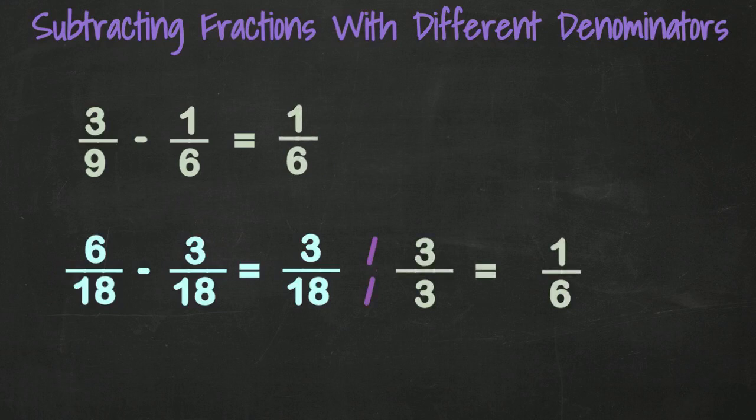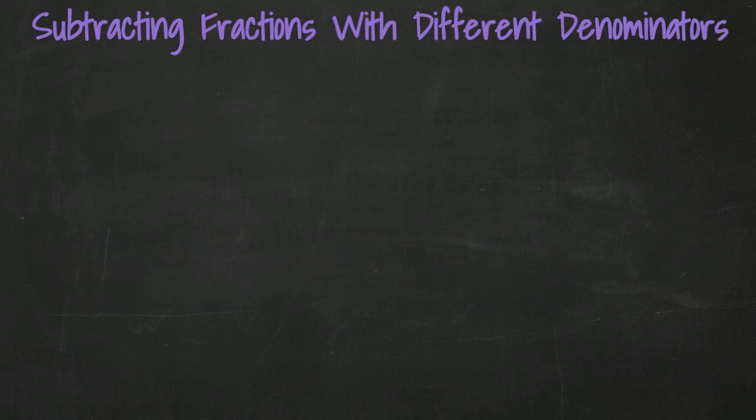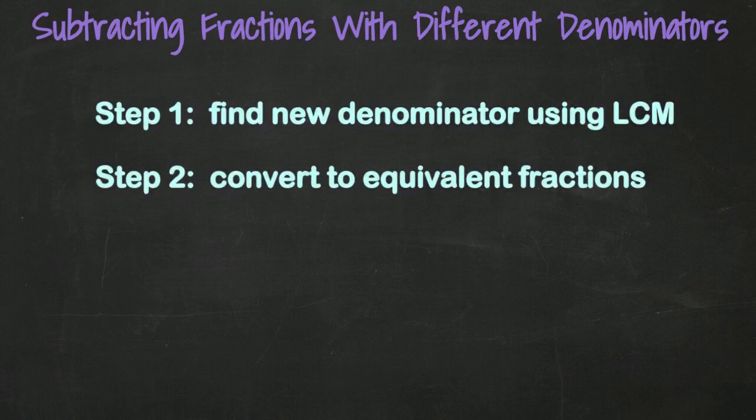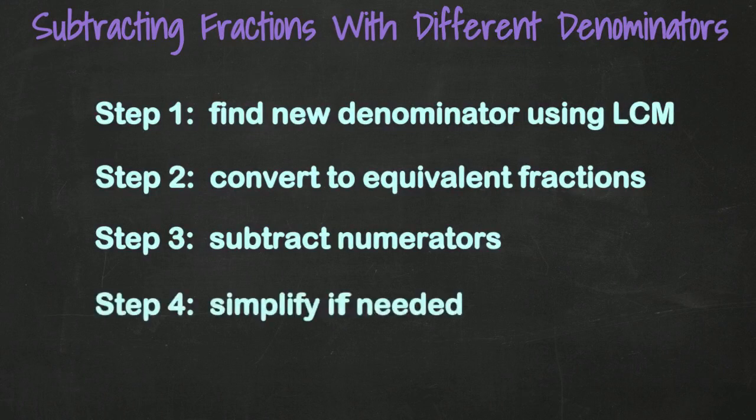Adding and subtracting fractions with different denominators follow the same steps, and those steps are: find the new denominator by looking at the lowest common multiple and convert to equivalent fractions. Subtract the numerators and simplify if needed. Let's look at our next example.